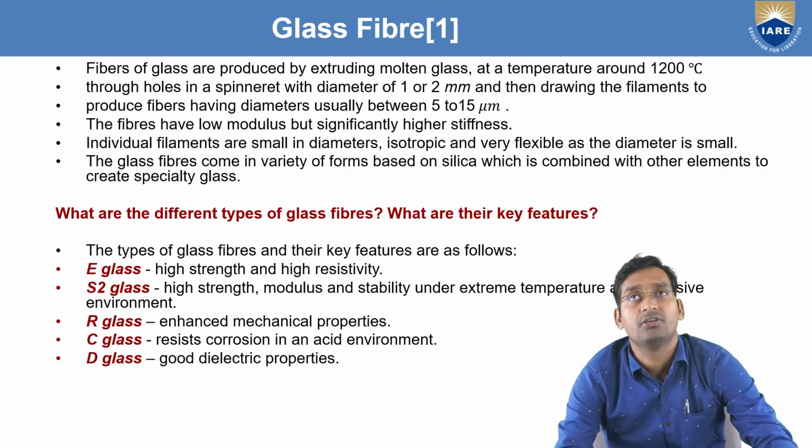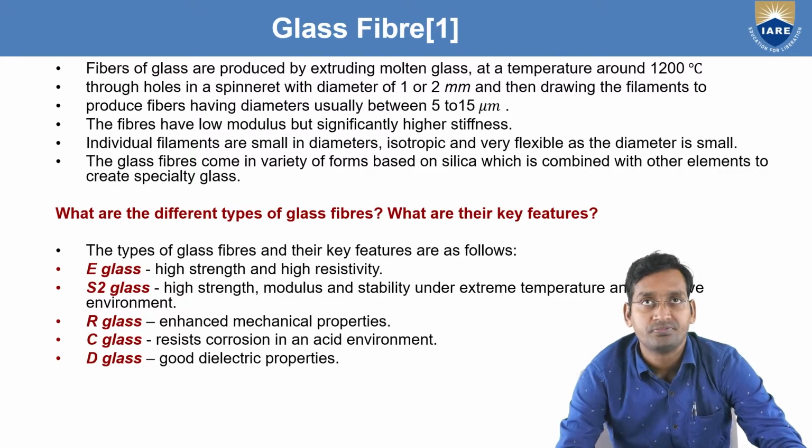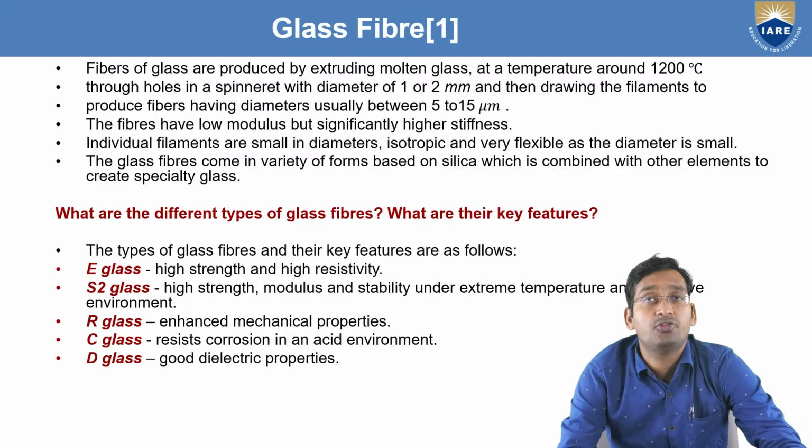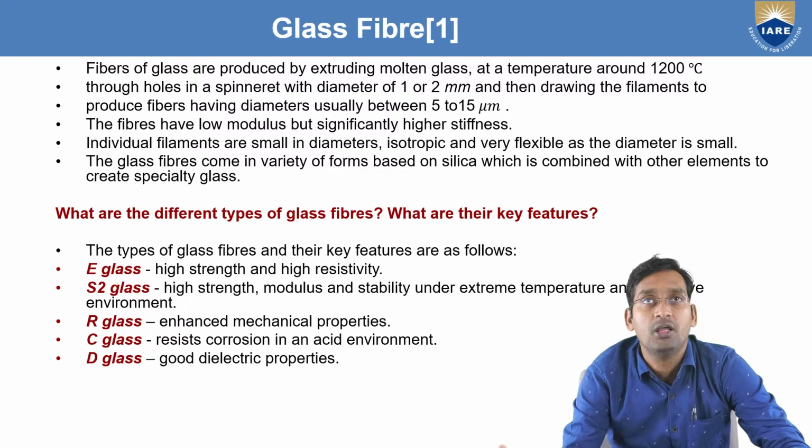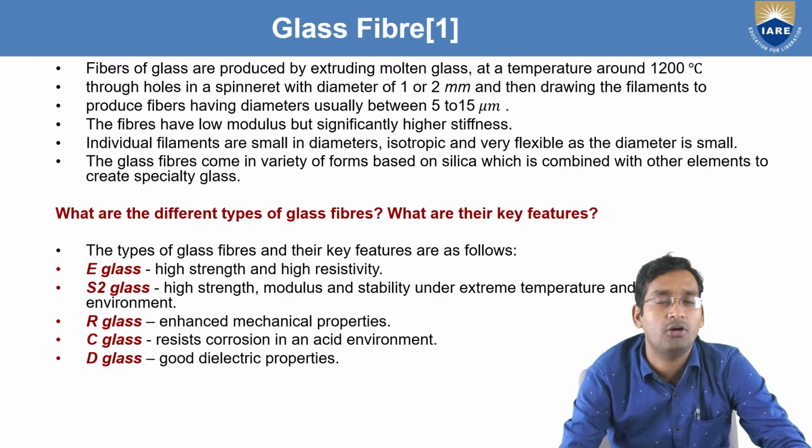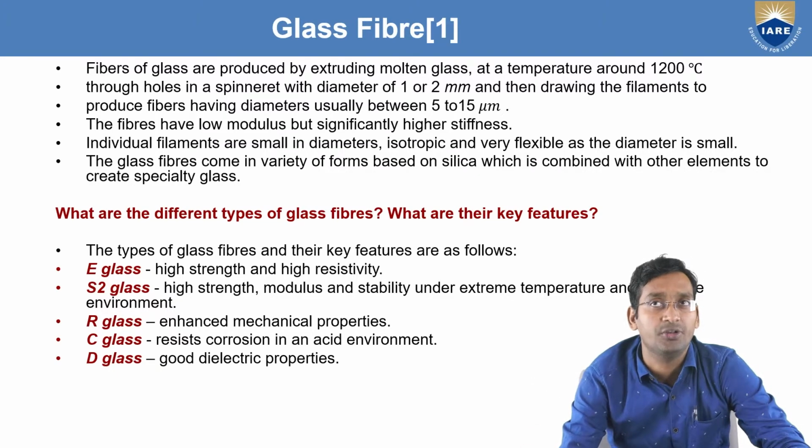Now, next one is glass fiber. Fibers of glass are produced by extruding molten glass. From molten glass only, we extrude and get the fibers of glass at a temperature around 1200 degrees Celsius. So at 1200 degrees Celsius, first melt the glass. Once that is in the molten state, then it starts extruding, meaning we just start pulling or extending. That is called extruding.